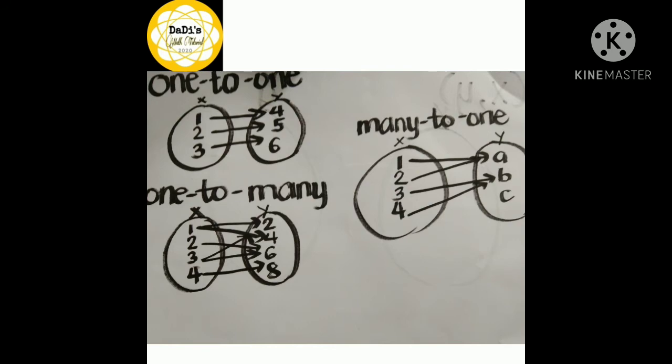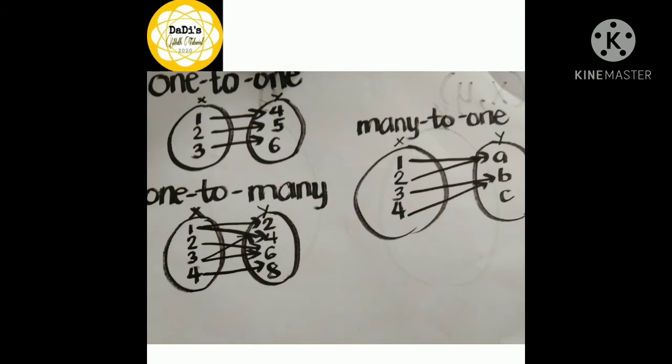Yung nasa right side. Ito naman yung may nag-aagawan. Kumbaga sa 1 to 1, loyal. 1 to many, ito yung may mga kabit. All many to one is mga nag-aagawan. So, kahit na hindi tayo magtumingin ng kanilang set, makikita na natin ang function at hindi function. So, si function dyan is 1 to 1 and we have many to 1.